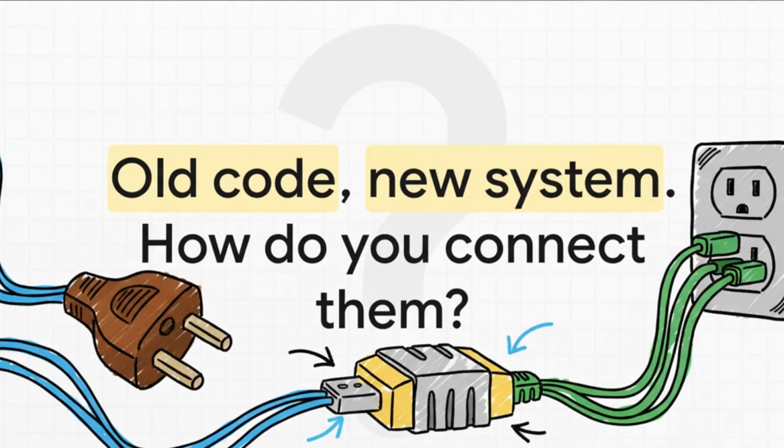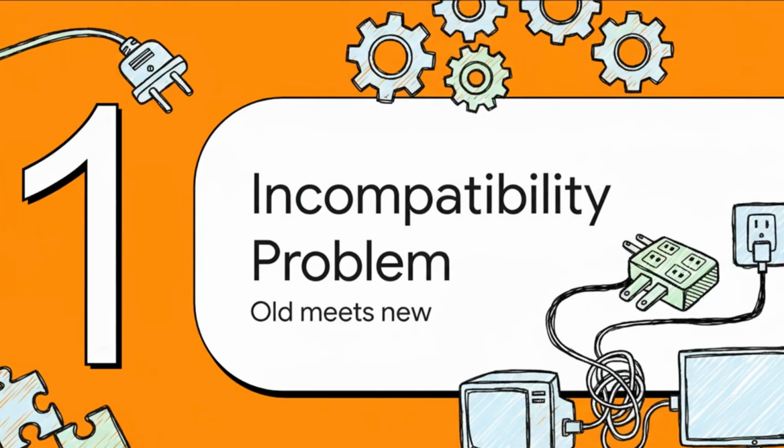So picture this, you've got this awesome piece of old code, right? It's been around forever, it's battle tested, it just works. But now you've got to plug it into your shiny new modern system. So what do you do? How on earth do you connect them when they just don't speak the same language? That's the million-dollar question. And that question leads us right to the heart of our story today.